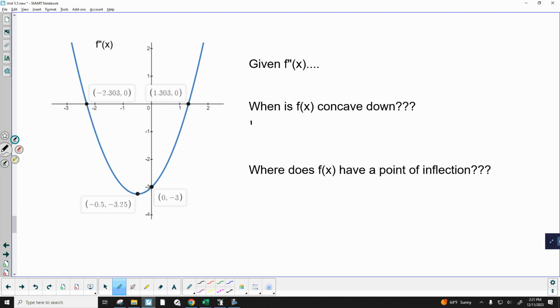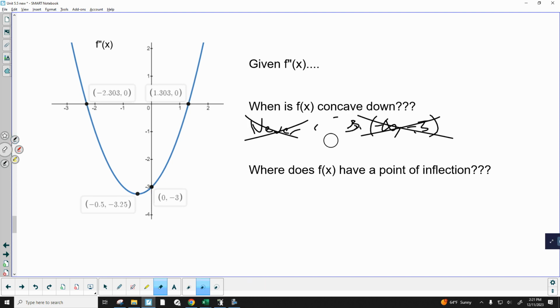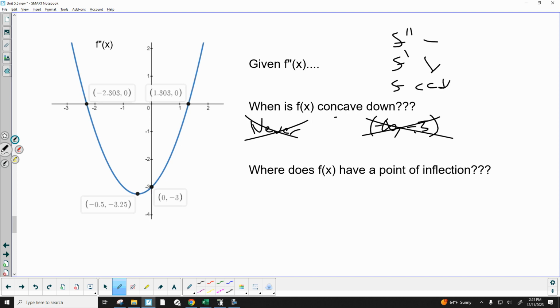If you say never, you're wrong. If you say negative 2.3, or sorry, negative infinity to negative 0.5, you're wrong. Because this is the graph of f double prime. F double prime being negative means f prime is going down, means f is concave down. When is f double prime negative is what we're looking for.